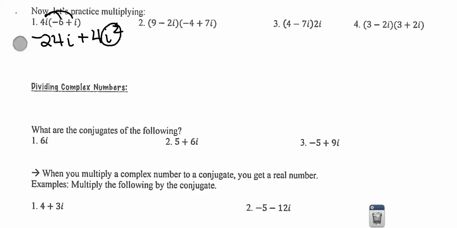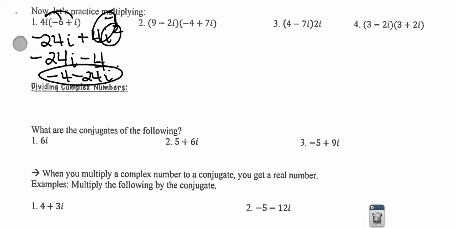i squared is equivalent to what, according to my table back there? -1. So now I'm just going to do 4 times -1, which is -4. So I have -24i minus 4. If I leave my answer like this, I'm going to lose a point because it's not in standard form. Real comes first, and then imaginary.